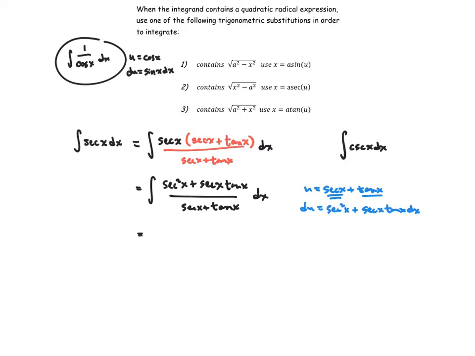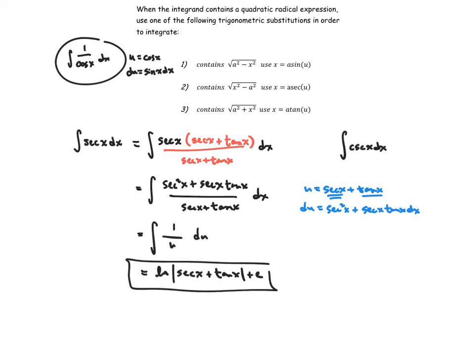All right, so let's just finish it off. If I do a direct substitution, the numerator and the dx disappear. So I get 1 du. And the denominator, of course, is u. So I'm going to get the natural log of the absolute value of u, which is secant x plus tangent x plus c. There you have it. That is the integral of secant of x.